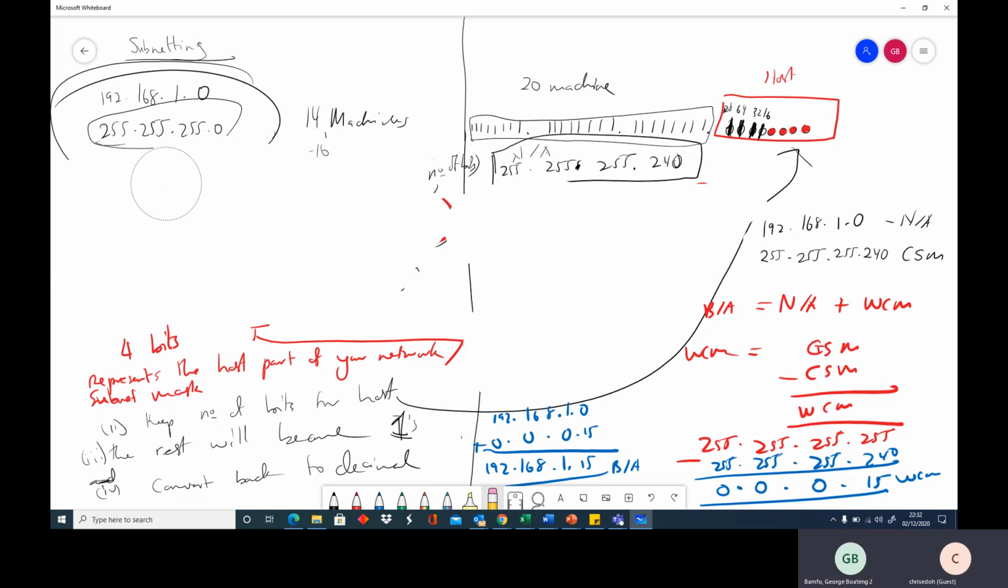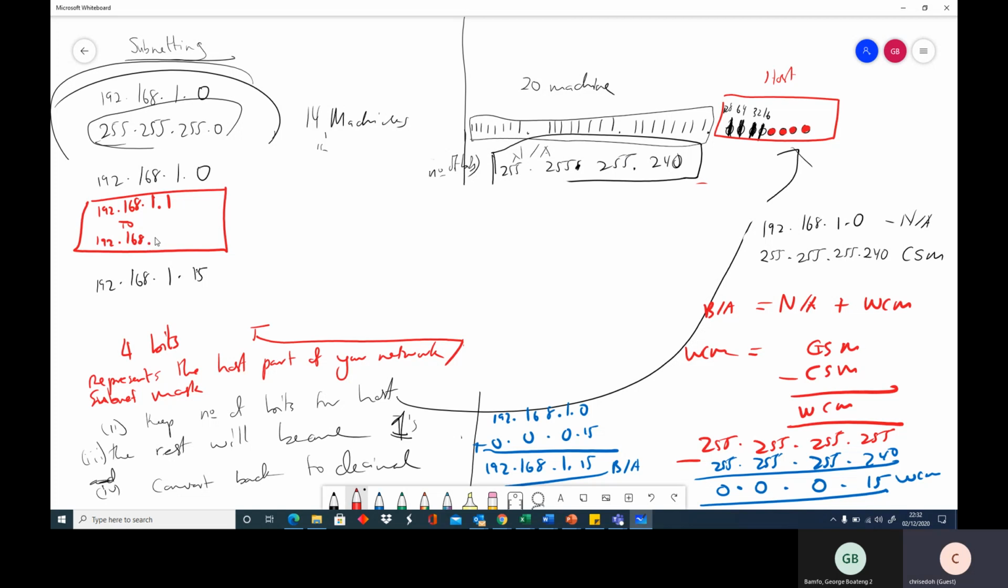So now we know our broadcast address, right? Yeah. We know our network address. So our network address is still 192.168.1.0, and our broadcast address is 192.168.1. Tell me the broadcast address. Dot 15. Yes. So what will be the usable range? The usable range will be from dot 1 to 192.168.1.14. Can you see that we have only 14 IP addresses for your machines? Yeah. This plus this will give us the 16, because of the network address and the broadcast address.